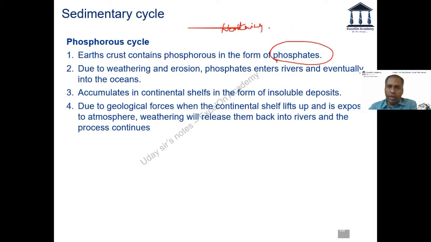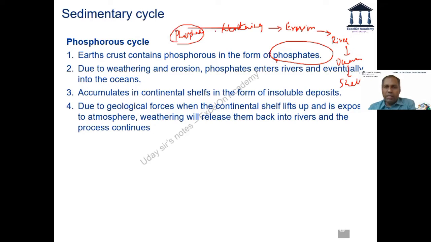Now, once they are small enough, what happens? They are easily carried by the agents of erosion. From their place, they are carried by agents of erosion, and maybe they enter the river. From the river, they enter the ocean. And from the ocean, they are generally present in the continental shelf. Simple. So you had phosphate on the Earth's crust.